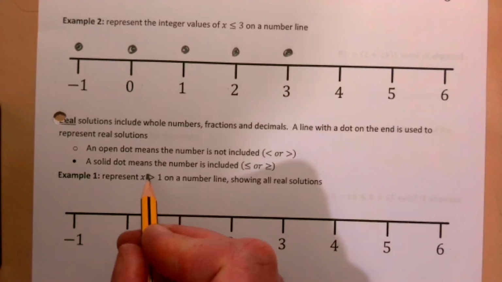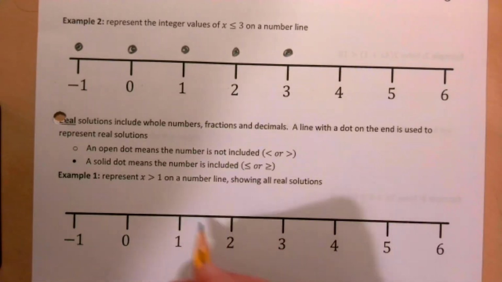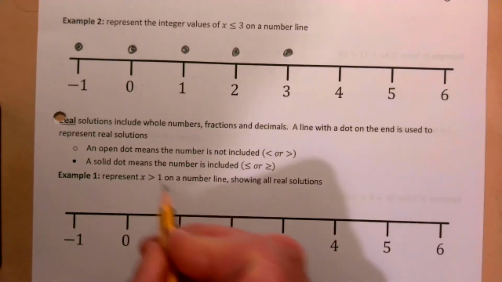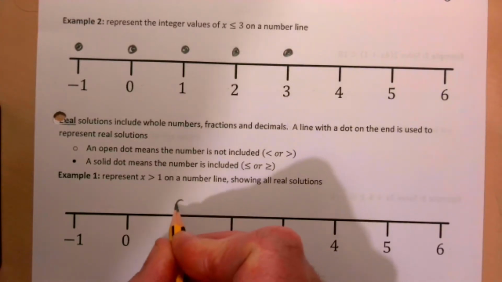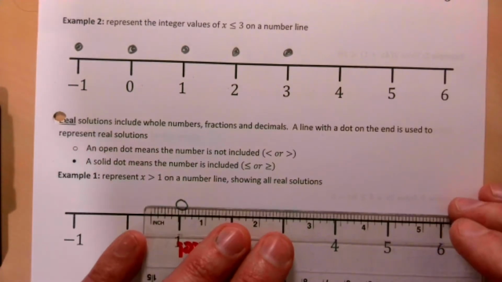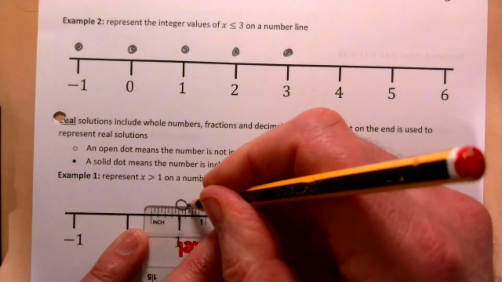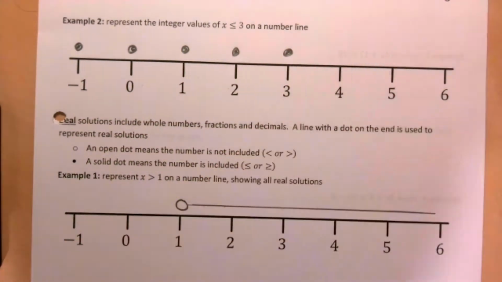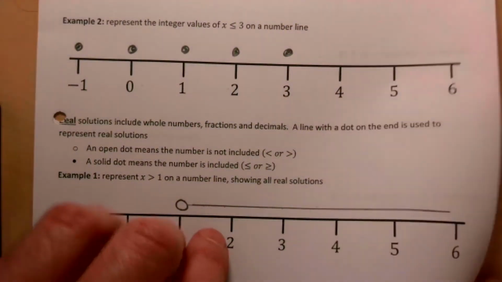So x is greater than 1. Because we can't start at 2 here, because 1.1 is going to be on it and stuff like that, we do our circle like that. Then we do our line going along like that. So hopefully that makes sense. We can do a straighter line than me.